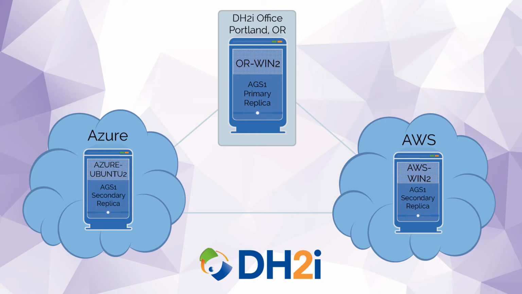Here's a diagram of our 3-node SQL availability group. ORWin2 will be our primary replica and reside on-premises in our Oregon data center. The other two secondary replicas will reside in Azure and AWS. DxEnterprise will automatically manage the creation of the availability group as well as the secure encrypted networking between the nodes. You'll notice that this environment includes both Windows and Linux machines.